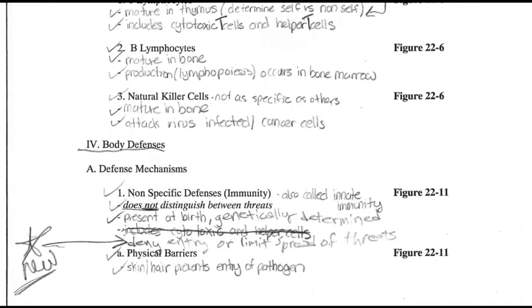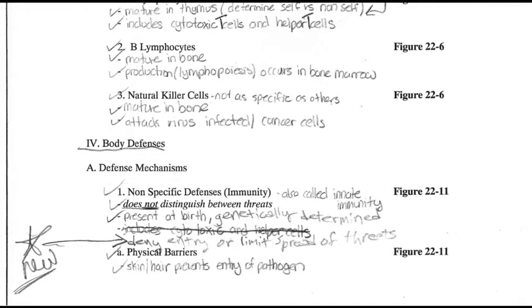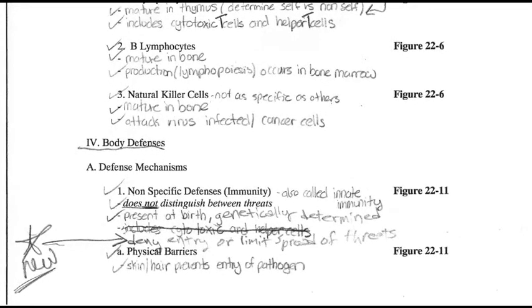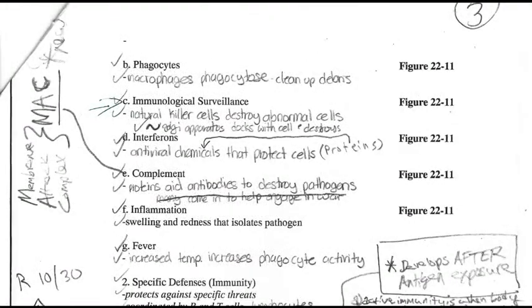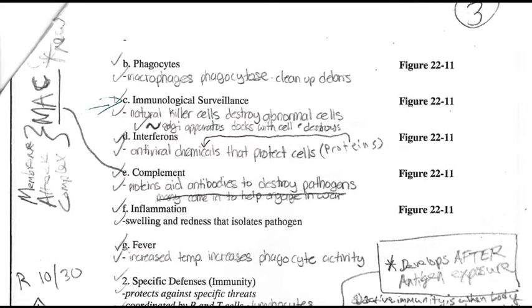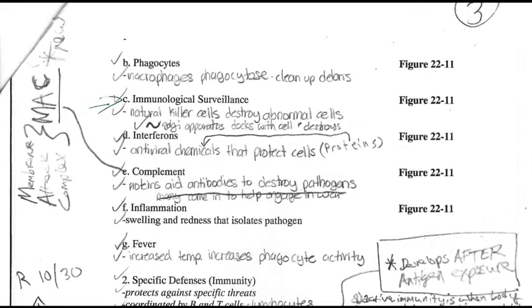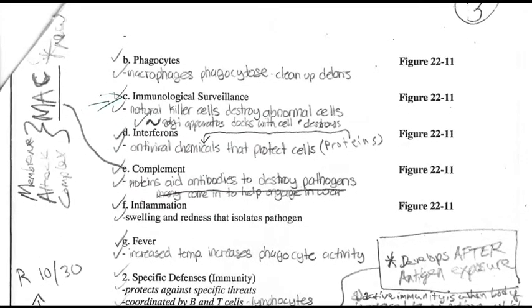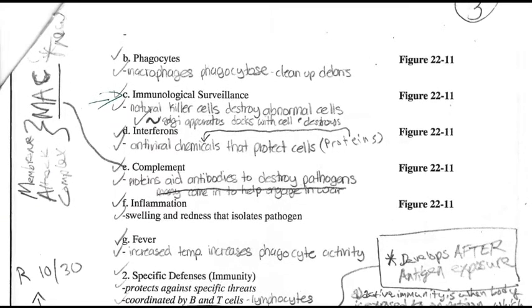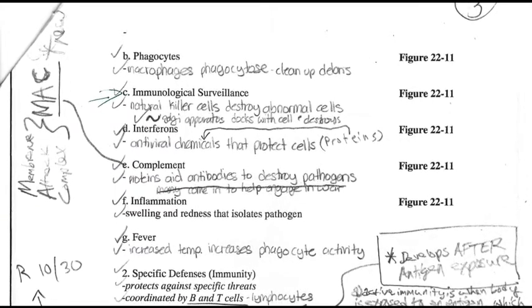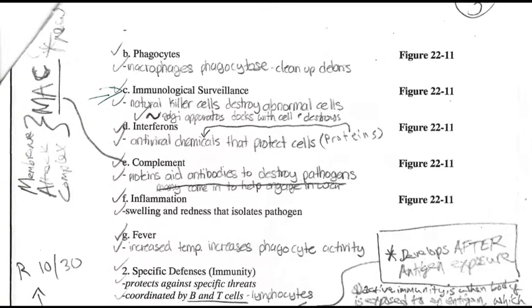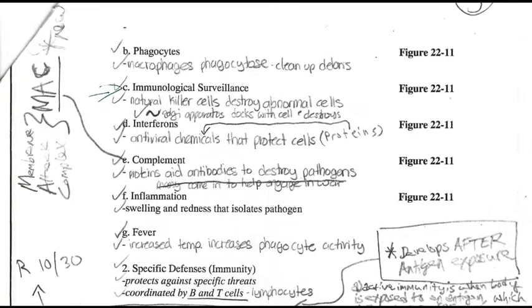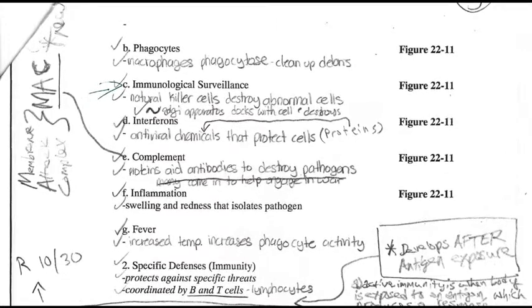A. Physical barriers. Skin and hair are physical barriers which prevent the entry of pathogens. Page 3. B. Phagocytes. Macrophages phagocytize debris. C. Immunological surveillance. This includes natural killer cells which destroy abnormal cells. The Golgi apparatus docks with the cell to be destroyed.